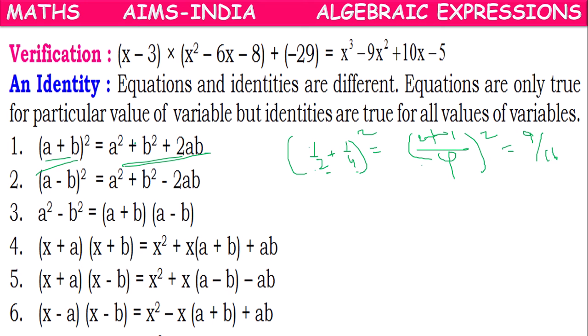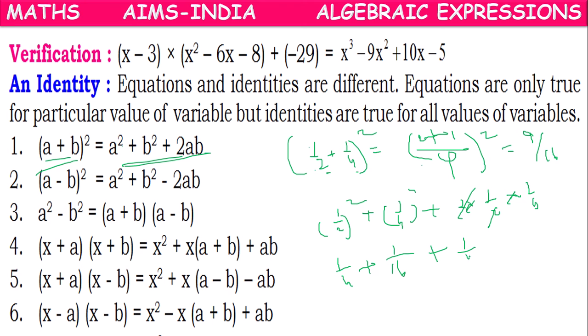9 by 16. Now, a: 1 by 2 whole square plus 1 by 4 whole square plus 2 into 1 by 2 into 1 by 4. 1 by 2 whole square, 1 by 4. 1 by 4 whole square, 1 by 16. 2 gets cancelled. 1 by 4 will remain.